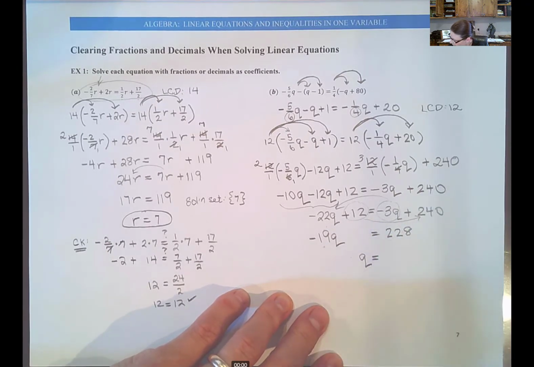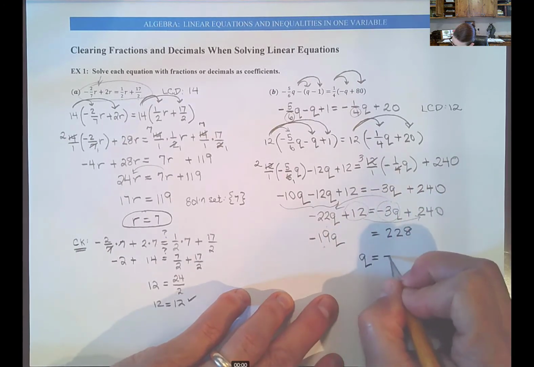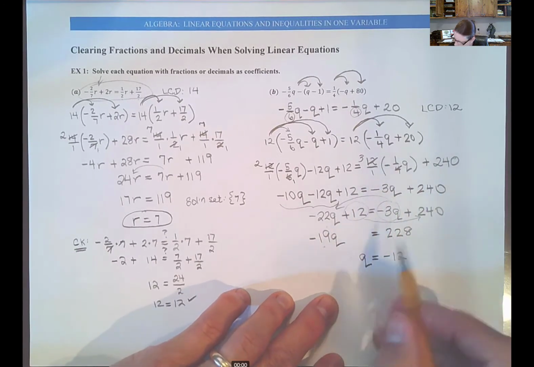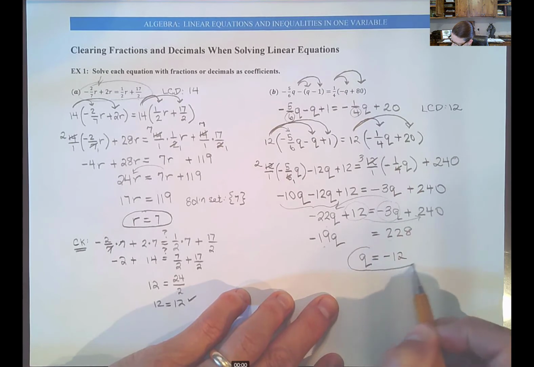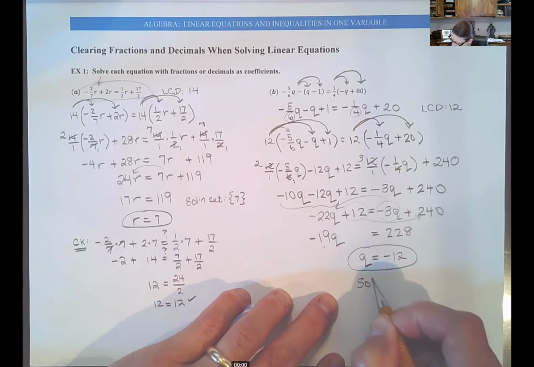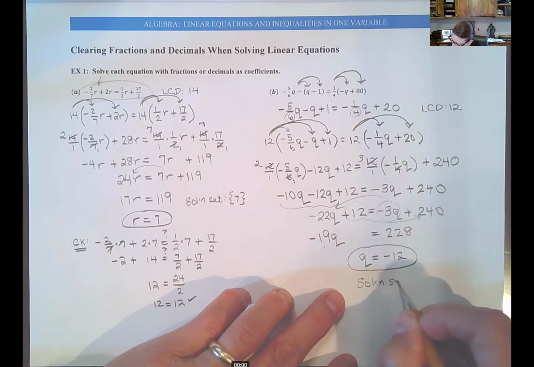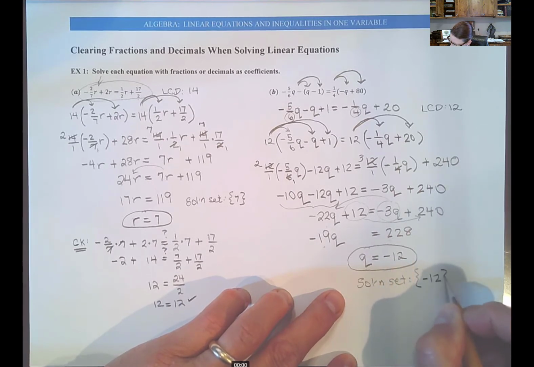228 divided by negative 19 is negative 12. You can use your basic calculator there, okay? That is going to check out if we substitute it into that original equation. The solution set is negative 12.